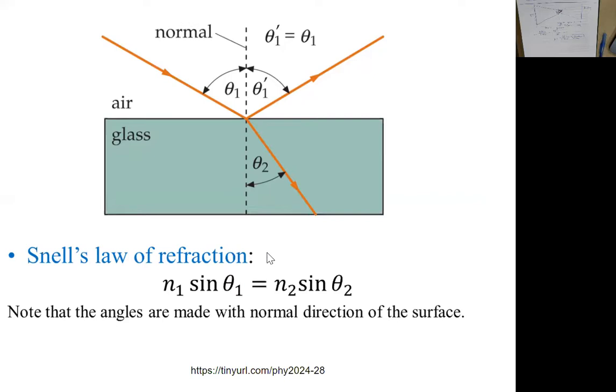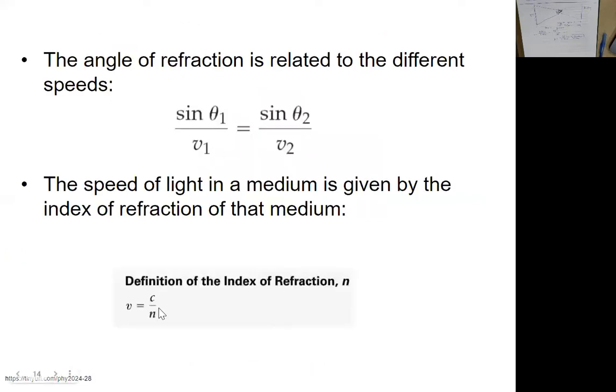Now, if you replace the index of refraction with its definition, n equal to c divided by v, then Snell's law can be rewritten like this: sine theta 1 over v1, because n1 is c over v1, and n2 is c over v2, so c will cancel out. You only have sine theta 1 over v1 equal to sine theta 2 over v2 remaining. So that's another way of writing Snell's law related to the speed of light in the medium.